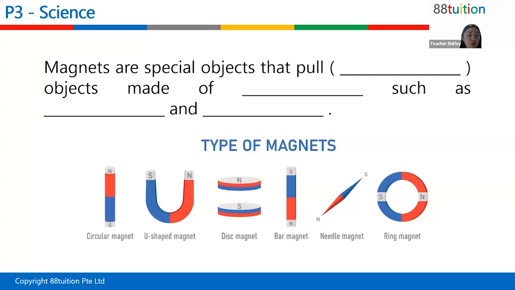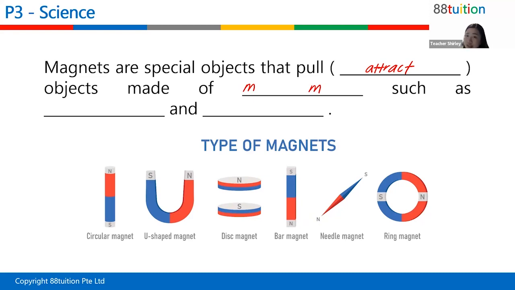Quick recap on what is magnets. Magnets are special objects that pull. What's another word for pull? Attract. Very good. When you pull something towards you, it's to attract. So it attracts objects made of what? This is a two-word answer actually.